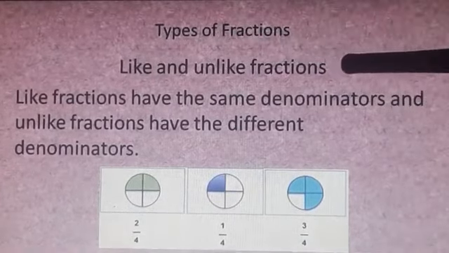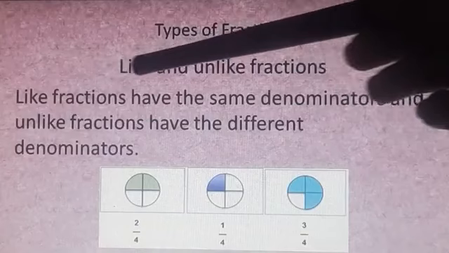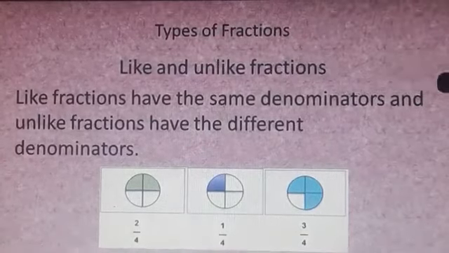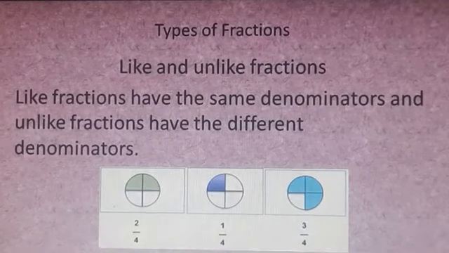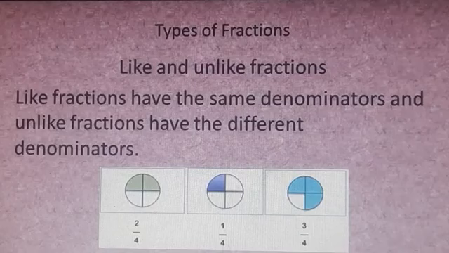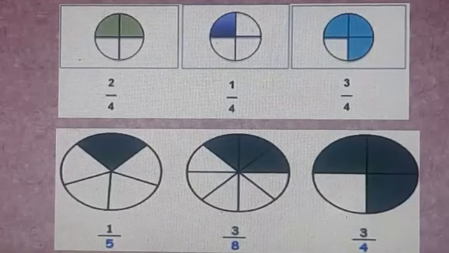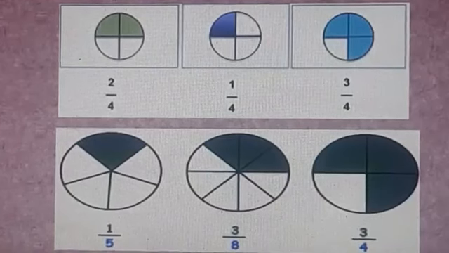Like and unlike fractions. Like fractions have the same denominators and unlike fractions have the different denominators. The fractions having same denominators are known as like fractions, and the fractions having different denominators are known as unlike fractions. Let's understand the like and unlike fractions from these examples.